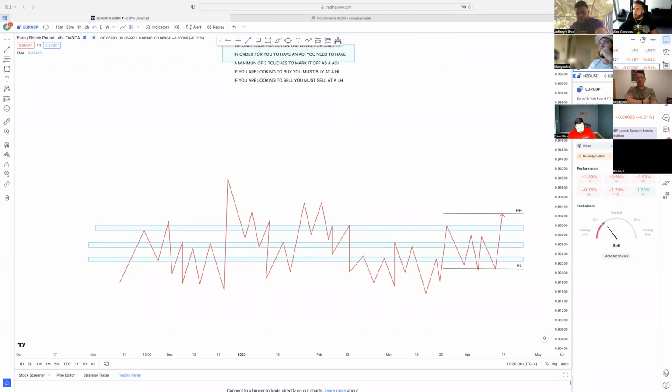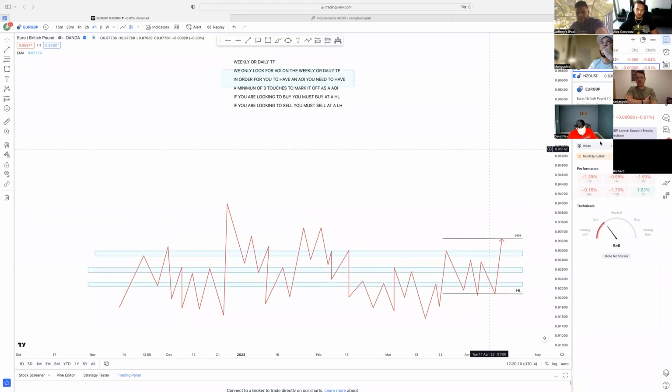So round psychological numbers are not related to this. That's what we're going to get into next. Just want to get through this first.